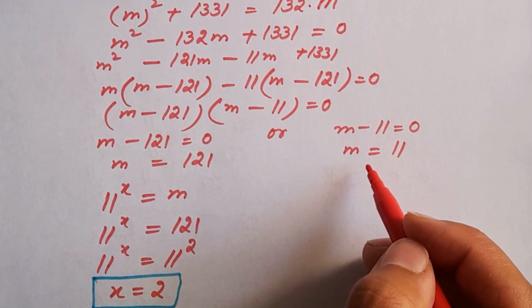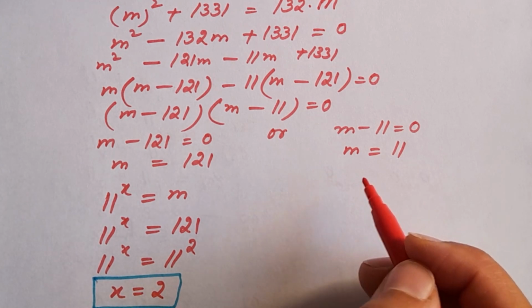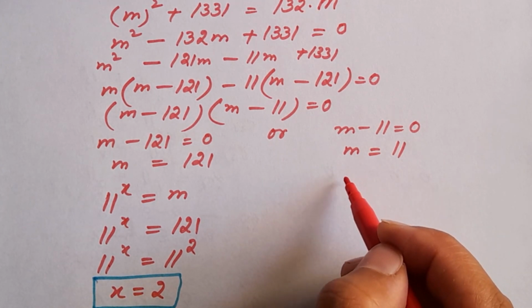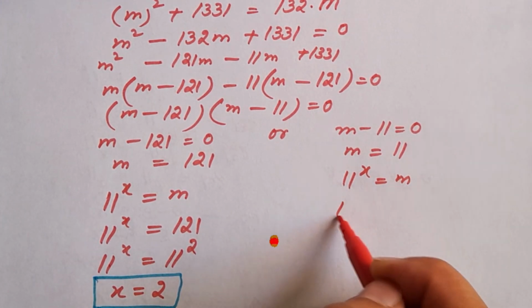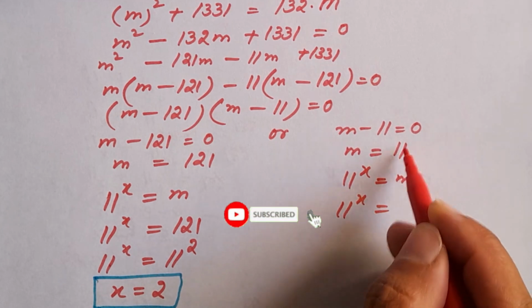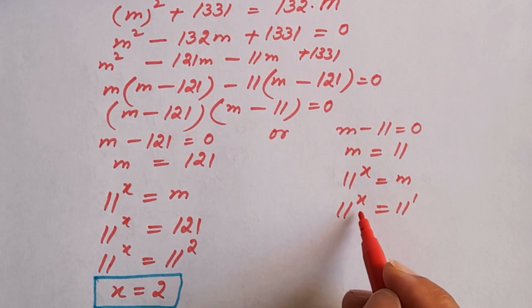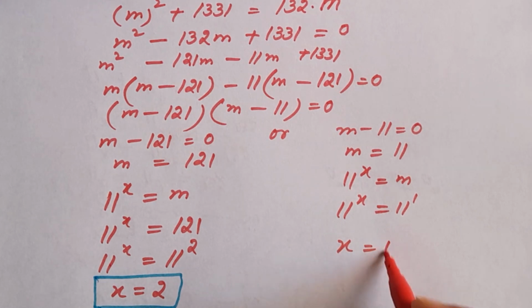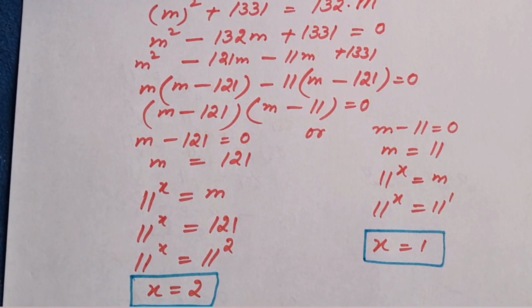Now we are going to solve the second case. This time m is equal to 11, and we are going to put this value of m in that equation. 11 to the power x is equal to m, and this time m is equal to 11, and this 11 is the same as 11 to the power 1. Bases are same and equal, we can equate the powers. So by equating the powers, we get the value of another x, which is equal to 1.